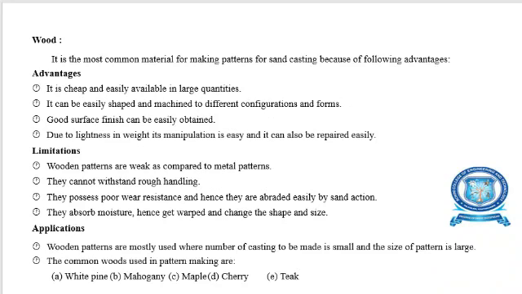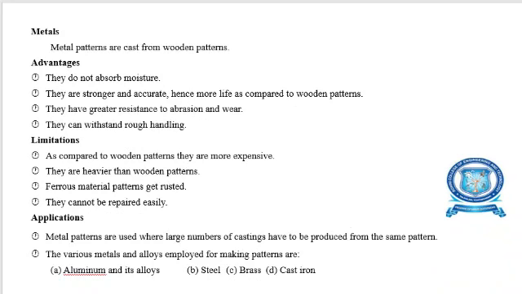Applications: wooden patterns are mostly used where a small number of castings are to be made and the size of the pattern is large. The common woods used in pattern making are white pine, mahogany, teak. Metal. Metal patterns are cast from wooden patterns.